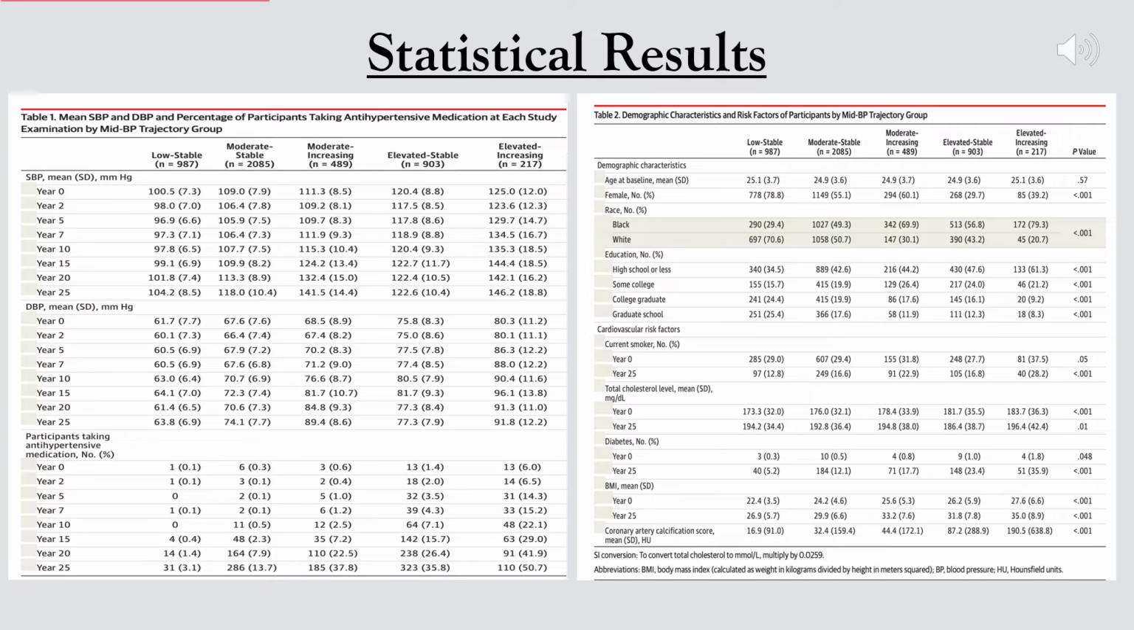In the statistical results, you are looking at 2 tables. Table 1 specifically focuses on the mean of SBP and DBP and the percentage of participants taking a certain medication at each study exam, which is examined by the mid-BP trajectory group. For Table 2, you have the demographic characteristics and risk factors of participants by mid-BP trajectory group, and it specifically shows female, male, race, education, whether they have smoked in their lives, their cholesterol level, whether they are diabetic, their BMI, and the coronary artery calcification score that's needed within this study.